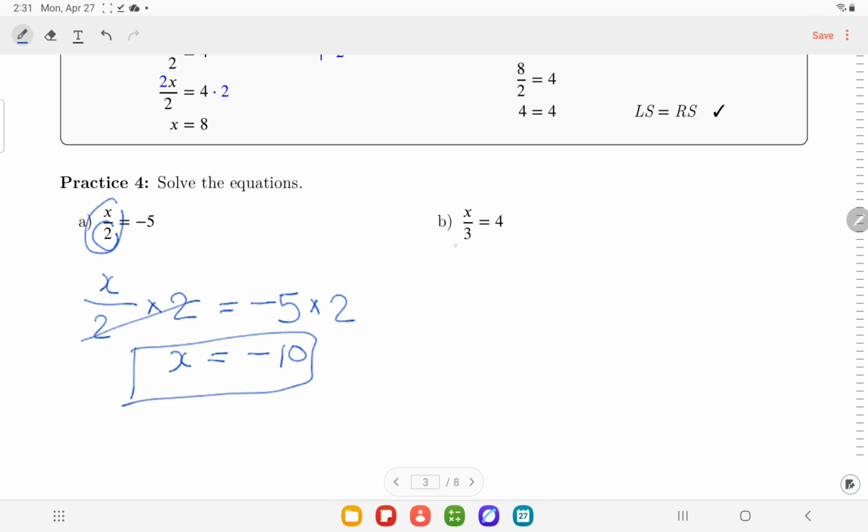And it's the exact same idea here. We want to isolate for x, so we're going to multiply by 3 on each side, and we end up with x equal to 12.